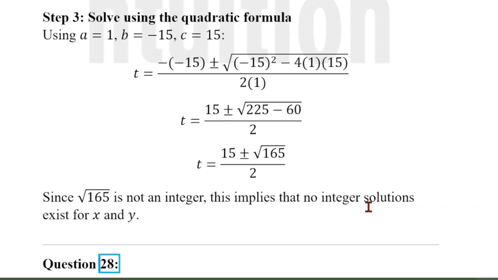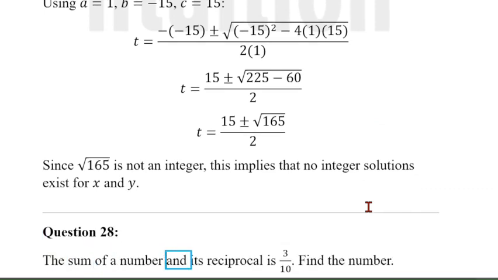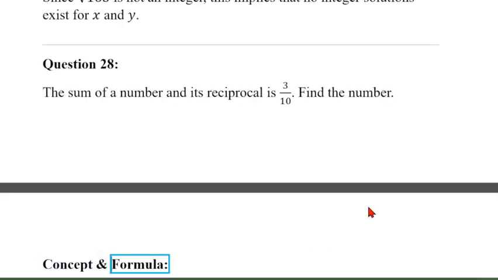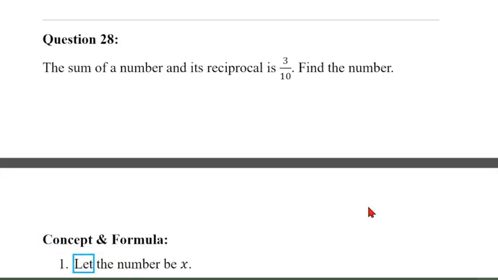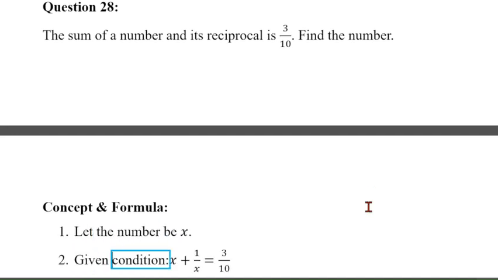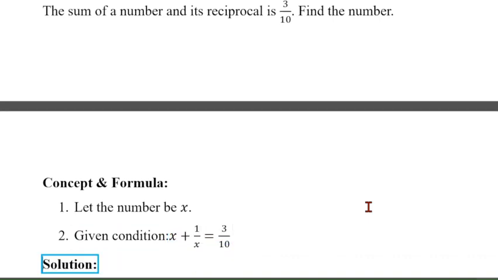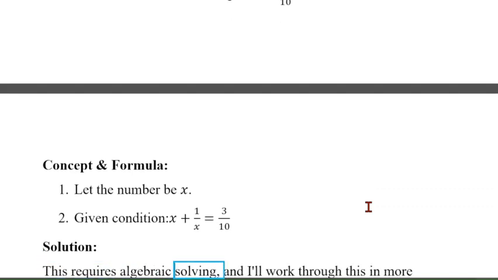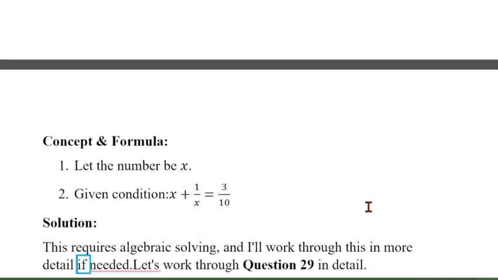Question 28. The sum of a number and its reciprocal is 3/10. Find the number. Concept and formula. 1. Let the number be x. 2. Given condition: x plus 1 over x equals 3/10. Solution. This requires algebraic solving, and I'll work through this in more detail if needed.